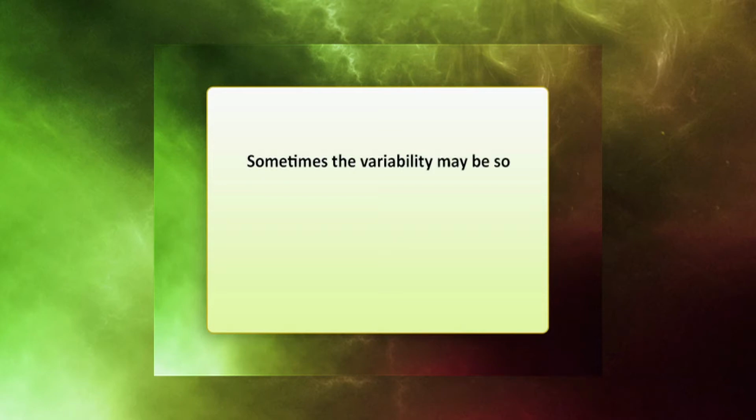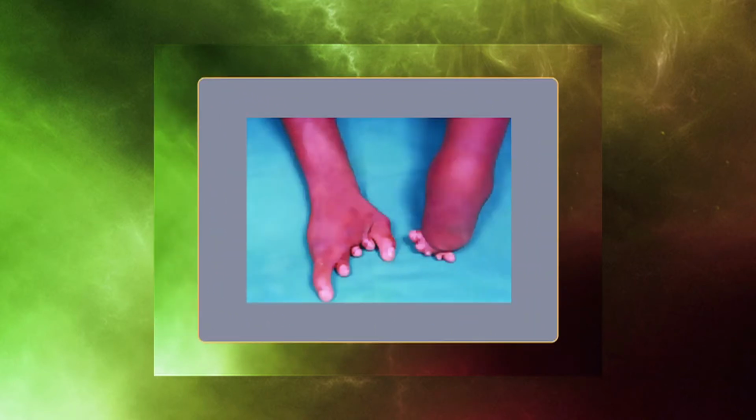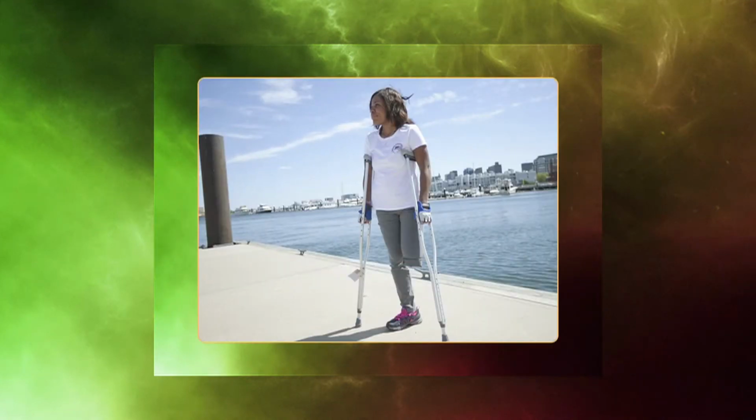Sometimes the variability may be so great that there may be little resemblance in phenotypic manifestations of an affected individual and his affected offspring. For example, in one type of limb reduction deformity, the disorder may be expressed to variable degrees from a missing finger to a missing leg.